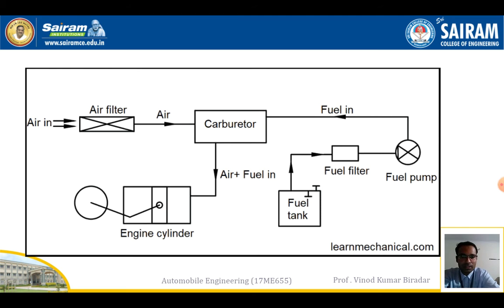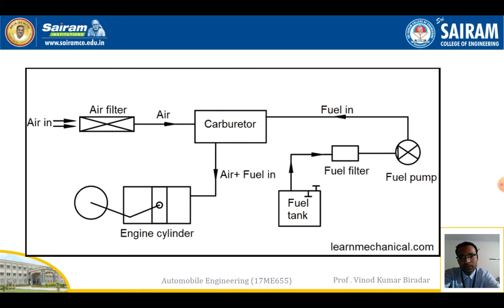This is a schematic diagram for supplying fuel from the fuel tank to the engine. Let us look at the diagram. The first part connected is the fuel tank. If it is using diesel, it is a diesel tank; if it is using petrol, it is called a petrol tank or fuel tank. The fuel tank is connected with the fuel filter, the filter is connected with the fuel pump, and the fuel pump is connected with the carburetor.